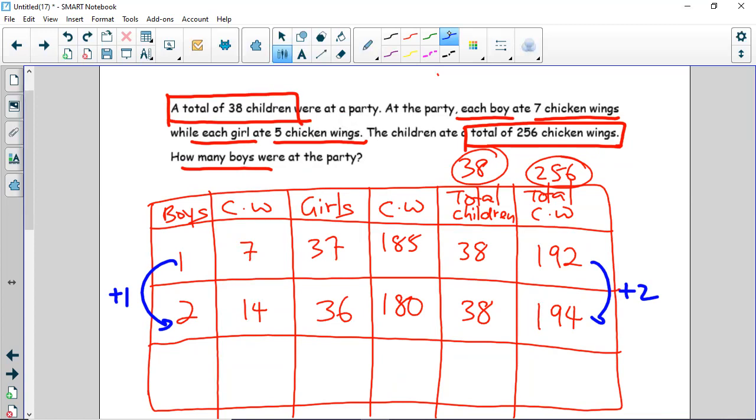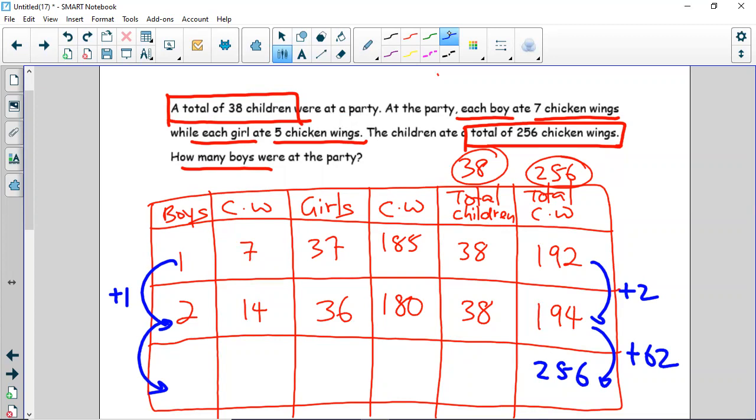Okay, now the third row must get the answer already. So you jump straight to the correct total. And how many more chicken wings need to be added? You take 256 and minus 194, and you need to increase by another 62 chicken wings. So if there are 62 more chicken wings added, then how many boys added? If you increase one boy, you have 2 more chicken wings. I have 62 more chicken wings, so how many boys do I increase?